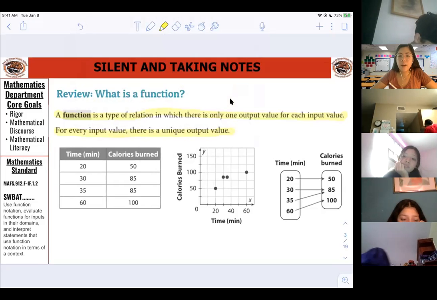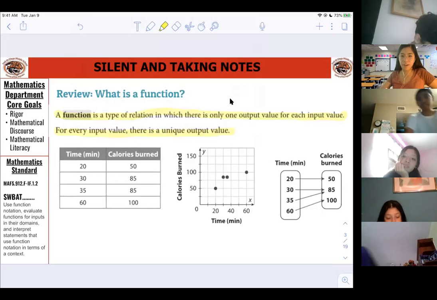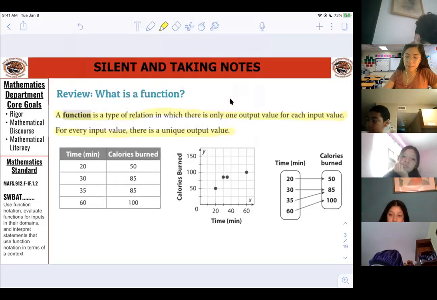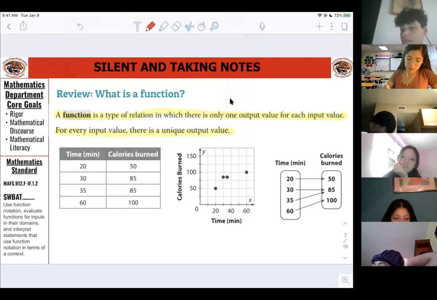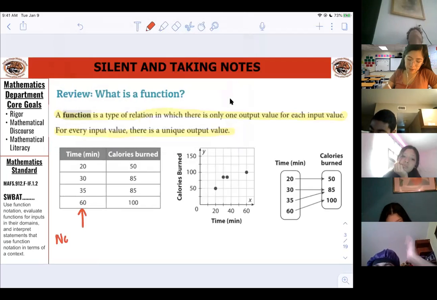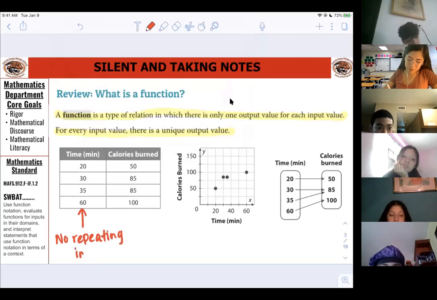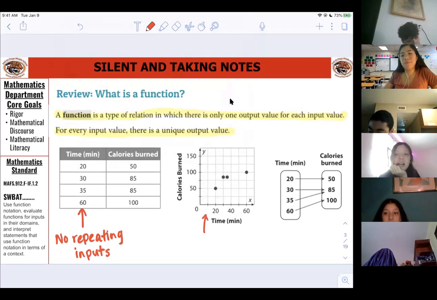Perfect. And we kind of saw this in the bell ringer. You don't have to copy down the table or the graph or the mapping diagram, but I'm just going to review this with you guys. So on a table, what do you look for to check if it's a function? Repeating numbers. Good. So it should have no repeating input values. On a graph, what do you look for? Stacking up. Good. No stacking up.